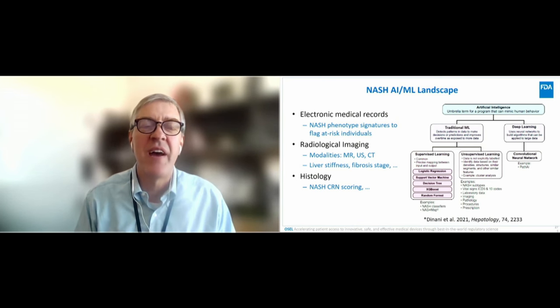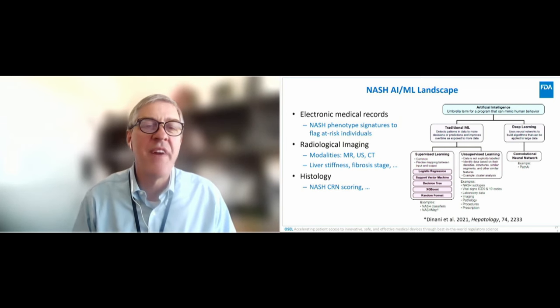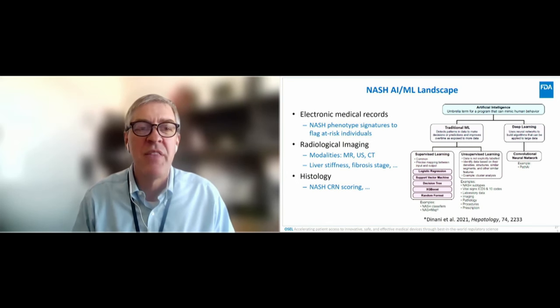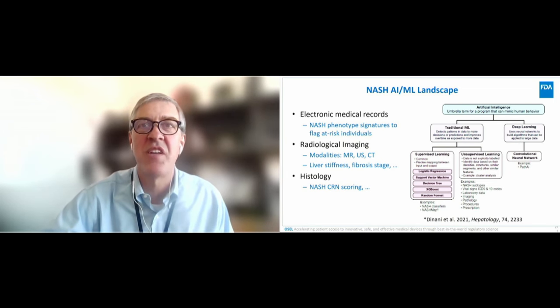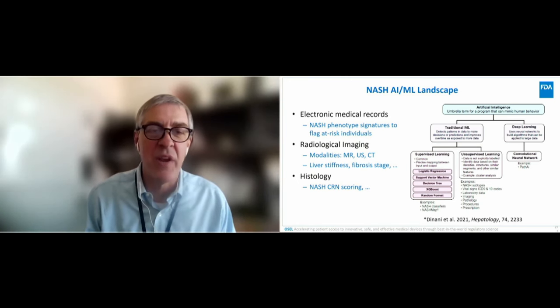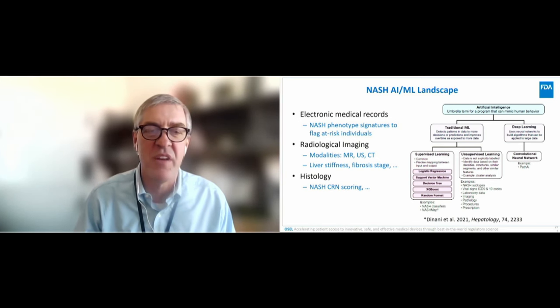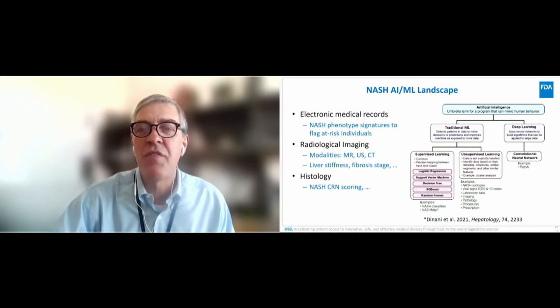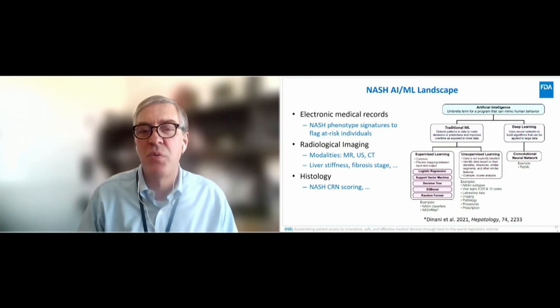So just to give you an idea of the NASH AI/ML landscape, this is from Denani from 2021, looking at various types of data and how that's been integrated for NASH. In electronic medical health records, there are NASH phenotype signatures to flag at-risk individuals. There's been a lot of work in radiological imaging and MR, ultrasound, CT, looking at things like liver stiffness, fibrosis staging, and many other factors. In histology, things like NASH CRN scoring and other types of assessment and quantitative evaluation of pathology and histology slides as well.